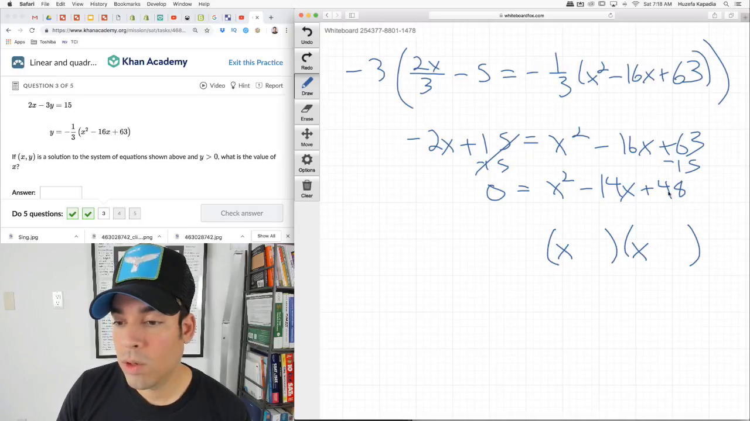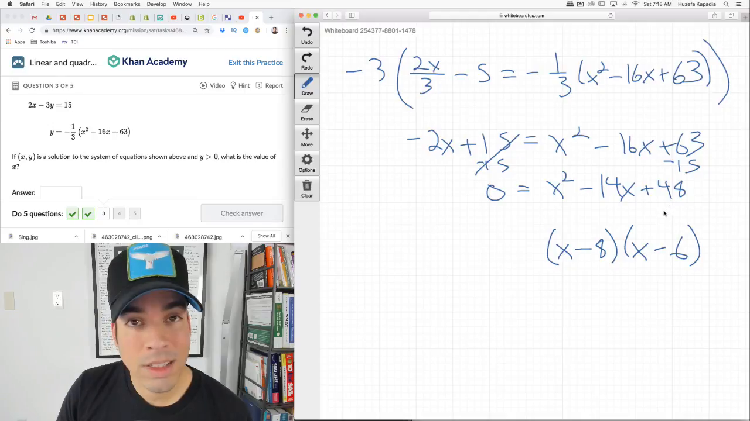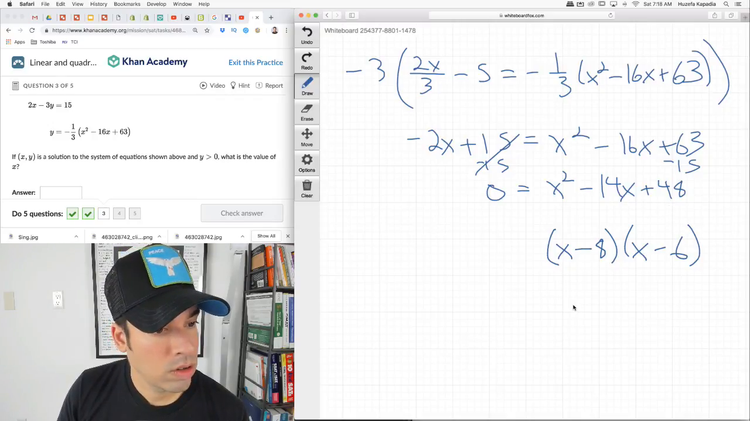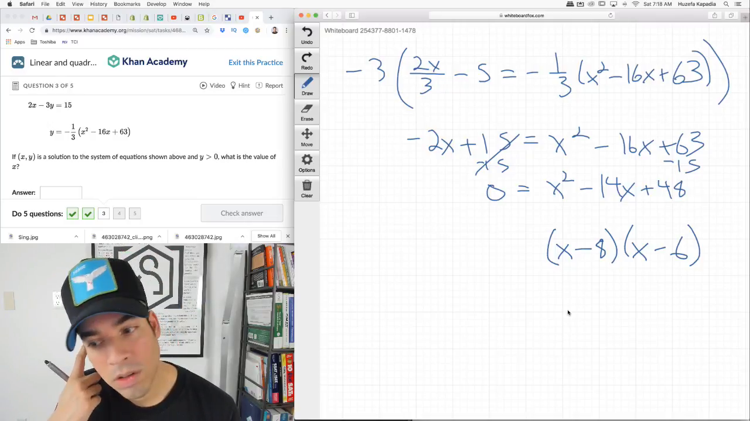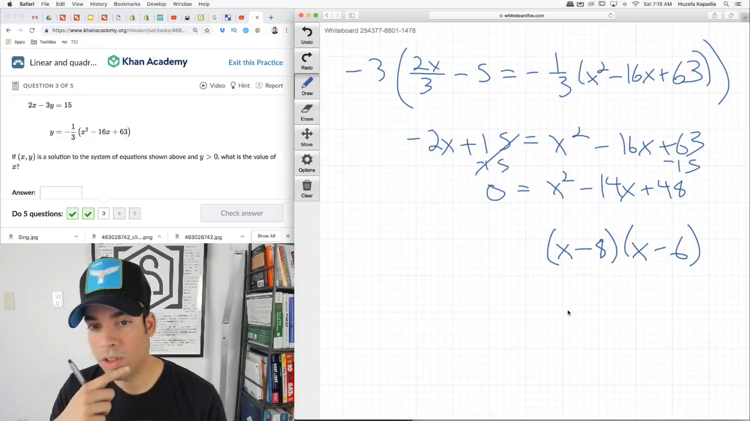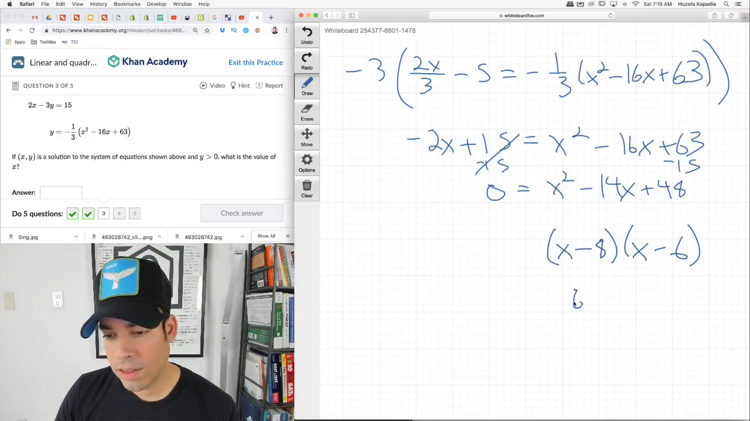Let's see, what multiply? All right, it's -6 and -8, because they multiply to positive 48 and add to -14. And so, wait, there's two solutions. Hold on. 8, 6, or 8.